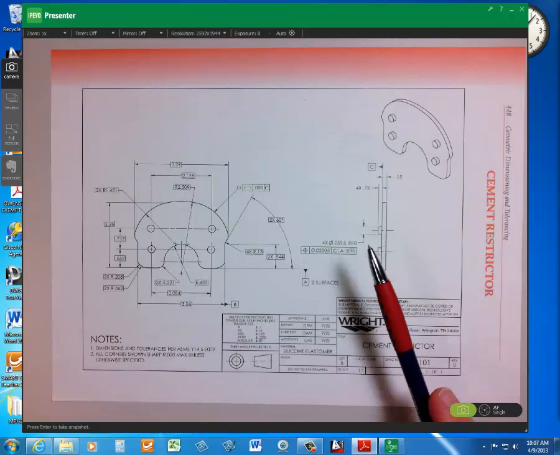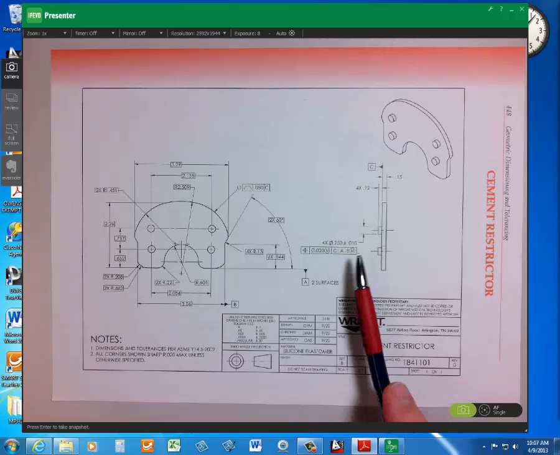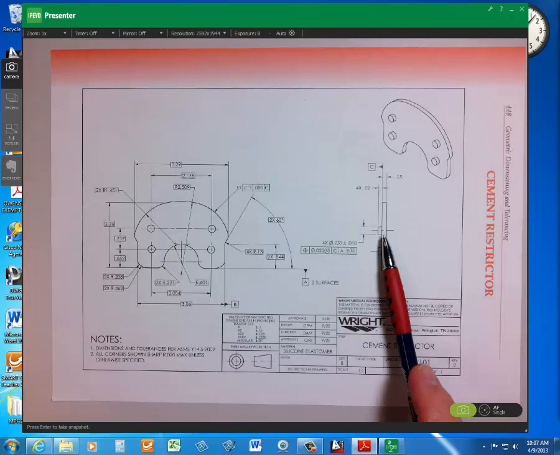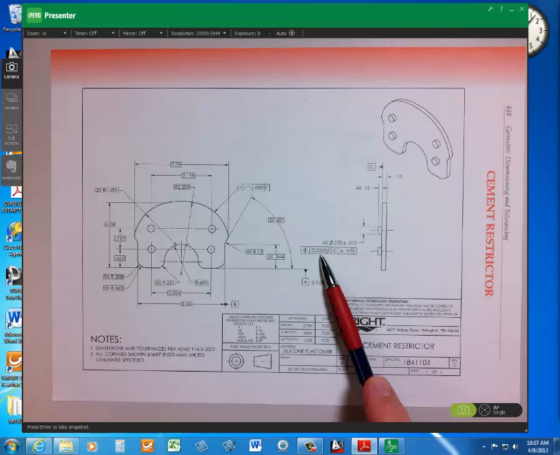The positional tolerance and virtual condition. So in this case, it's a pin. So max material condition would be when the pin is at its largest, so at 0.260, your position tolerance is going to be 0.040.